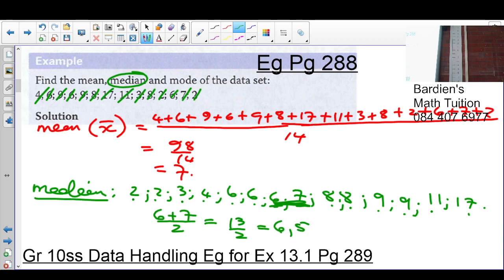6.5. Can you see that, people? So what does that tell us? That 50% of the data is less than or equal to 6.5, and 50% is more than or equal to 6.5. You understand? That's basically what it says. Half of the data is less than the median, and the other half is above the median.